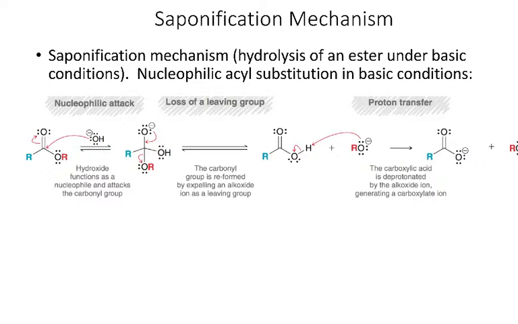So if we take a look at that mechanism, this is just another example of the nucleophilic acyl substitution. This time we're in basic conditions. Generally, we need a proton transfer if we're in acidic conditions at the start of the reaction. In basic conditions, that's generally not necessary. And so we can immediately attack our ester with the nucleophile. In this case, it's going to be the hydroxide ion because we're in basic conditions.